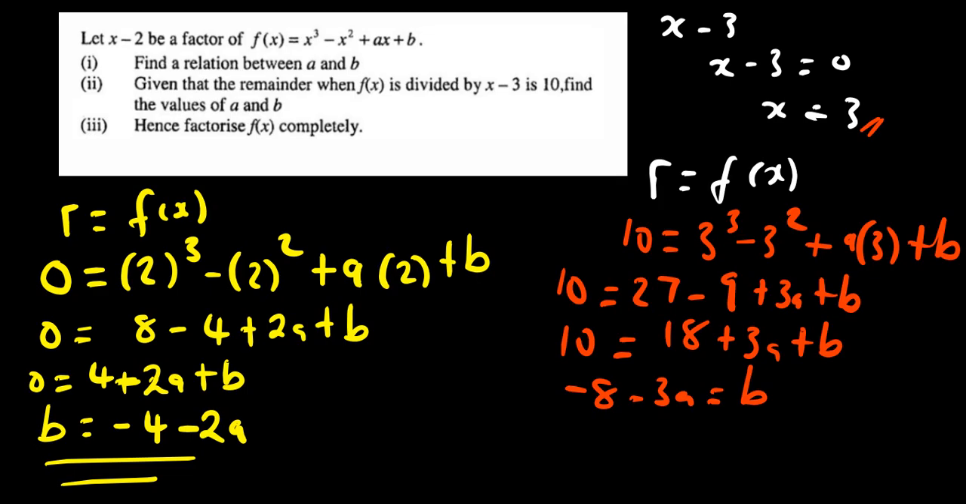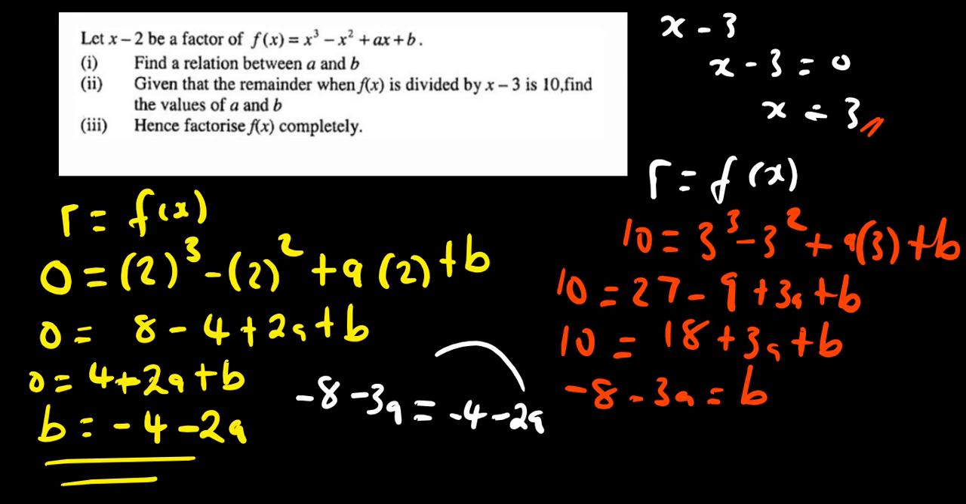So let's take the expression where b is on its own: negative 8 minus 3a is equal to b. And we've also found that b is equal to negative 4 minus 2a, so we just replace on the other side. Now what are we going to have? We can put the like terms together, the ones with a and the constants, so let me try to avoid the negative. Negative 2a goes to the other side and becomes positive.